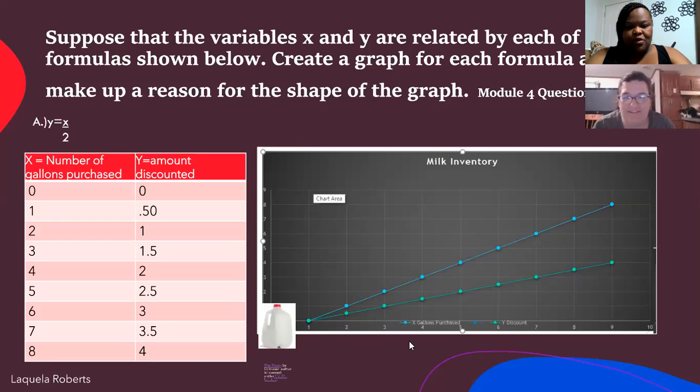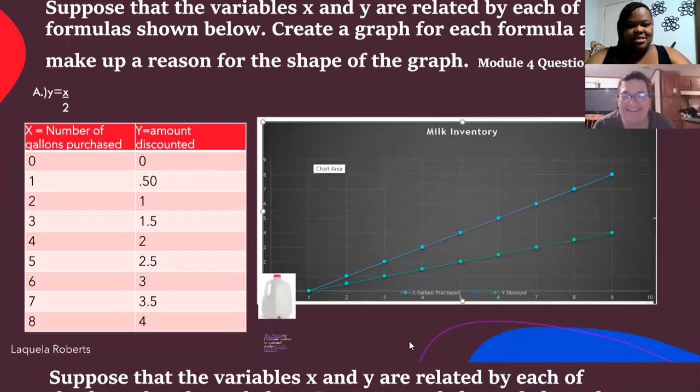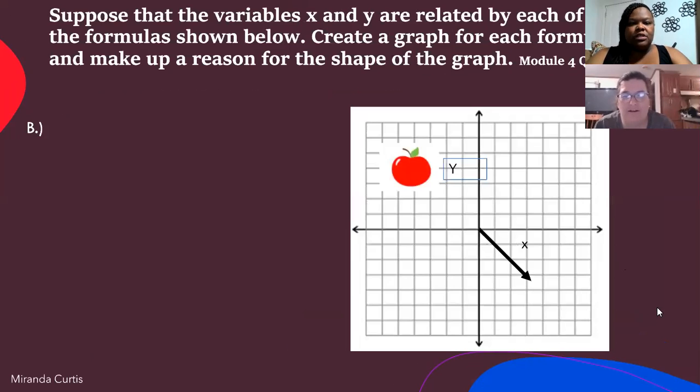And here's our milk. Miranda, suppose that the variables x and y are related by each of the formulas shown below. Create a graph for each formula and make up a reason for the shape of the graph.